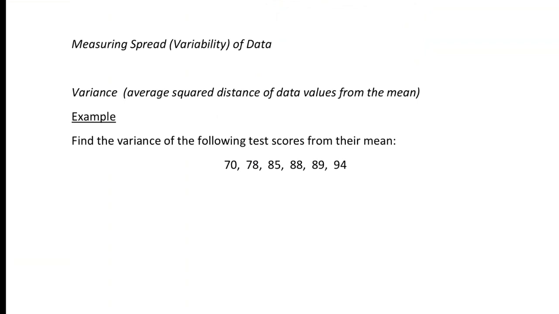And variance, by definition, is the average squared distance, or the average of the squared distances of the values to the mean. So the way that this works is, again, let's take 6 test scores. And if I want to find the variance, I'm going to find the mean first of all. So the mean, in this case, adding those up would give us a total of 504. There are 6 of them, so dividing by 6 gives us a mean or an average of 84.